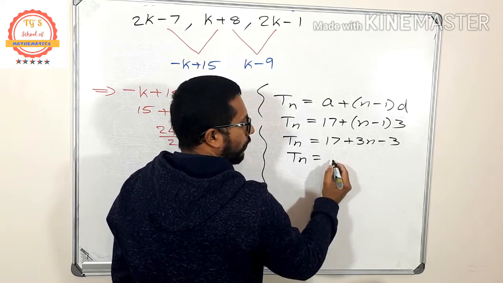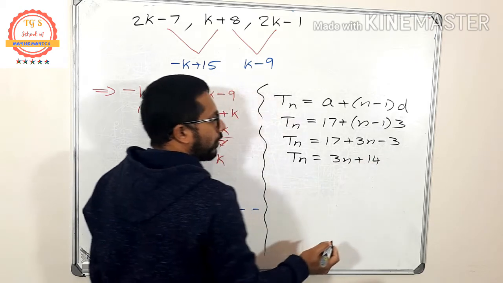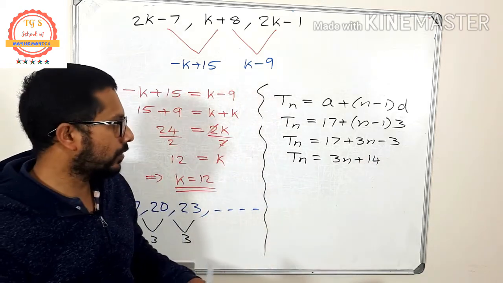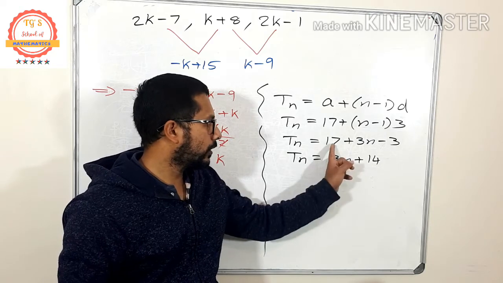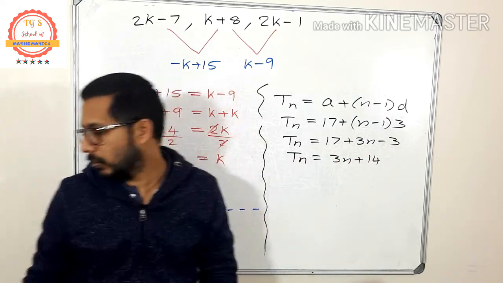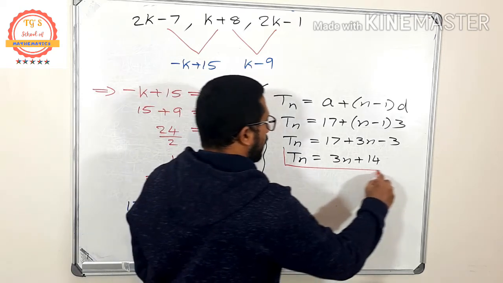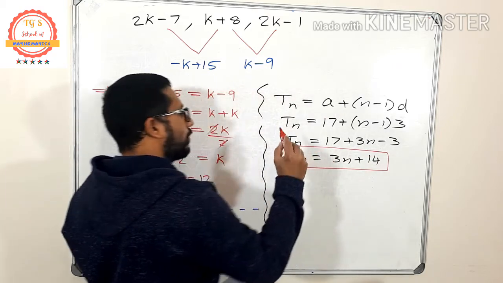17 minus 3 is 14. That means 3n plus 14. 17 minus 3 is 14. So 3n plus 14. So this is the nth term. So now we got the nth term. What is our nth term? Tn is equal to 3n plus 14.